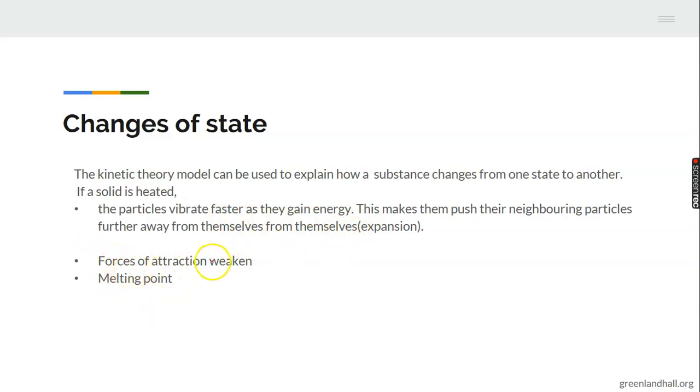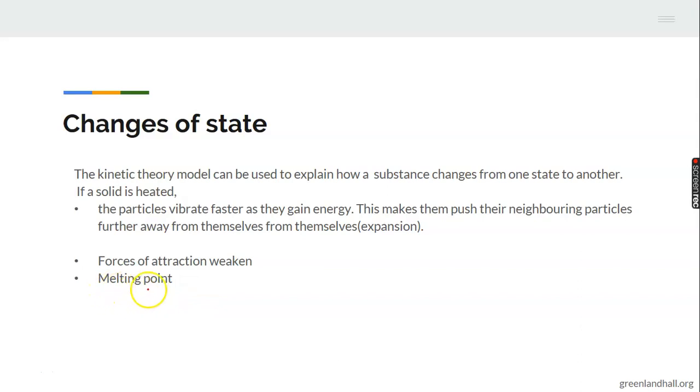The second one is that forces of attraction weaken when you apply heat. Whenever a solid is being heated, the forces of attraction, that's the forces holding the particles together, become weakened. When you add heat, it expands, that means it pushes away all the neighboring particles and becomes swollen. So in that sense, all these forces holding them together are being weakened. With time, they are broken.